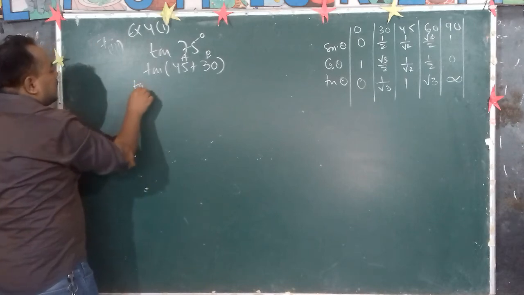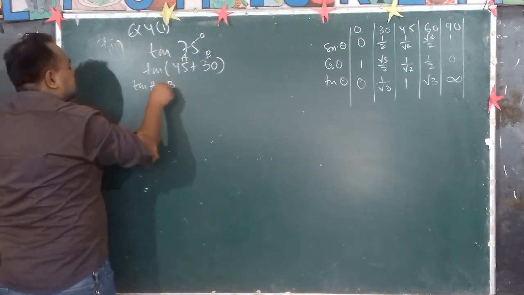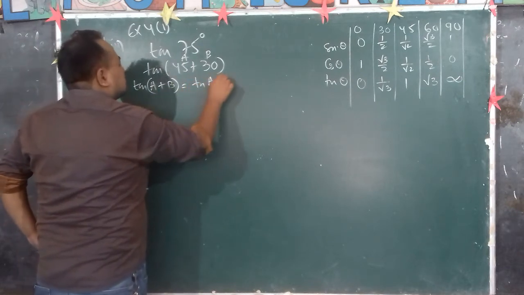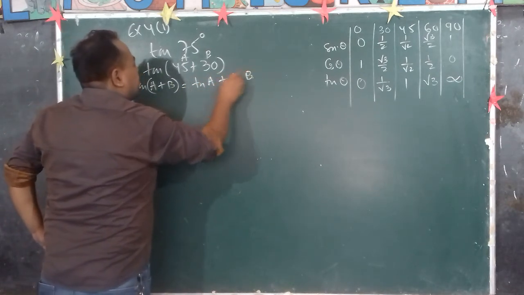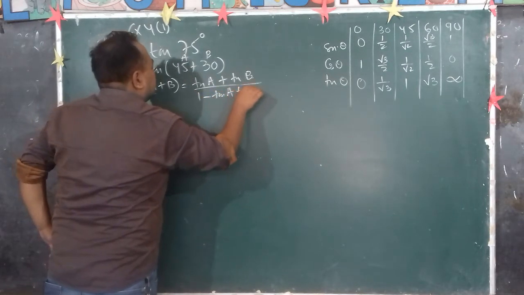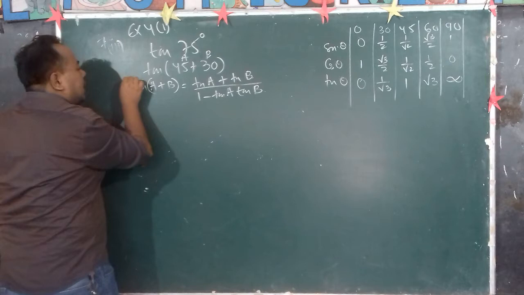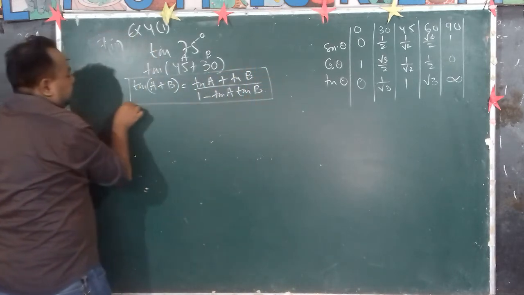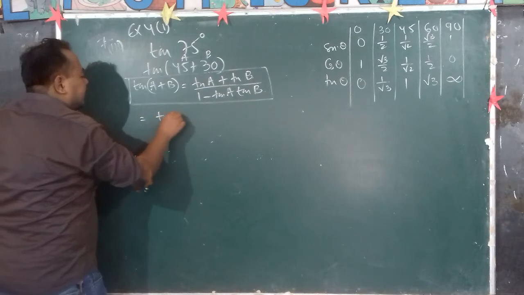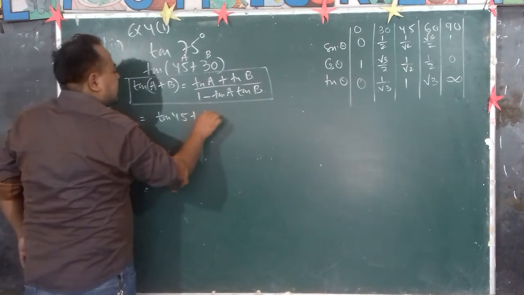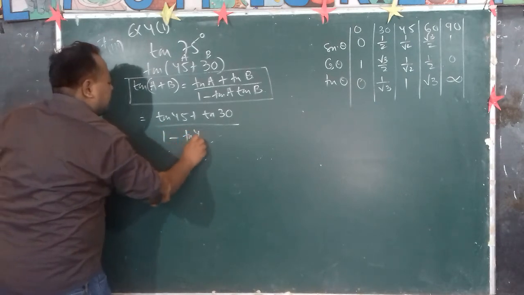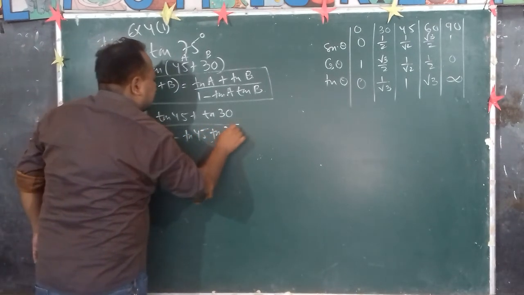So, which formula are we going to use out here? Tan A plus B. Addition. So, it's going to be tan A, this is plus, plus tan B divided by 1 minus tan A into tan B. So this is the formula which we are going to use. So apply the formula. Tan, what is A? 45 plus what is tan B? 30 divided by 1 minus tan 45 into tan 30.